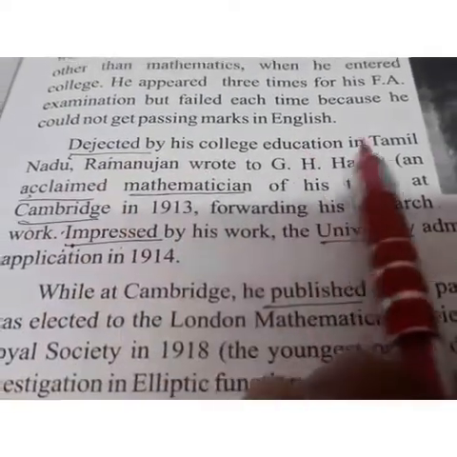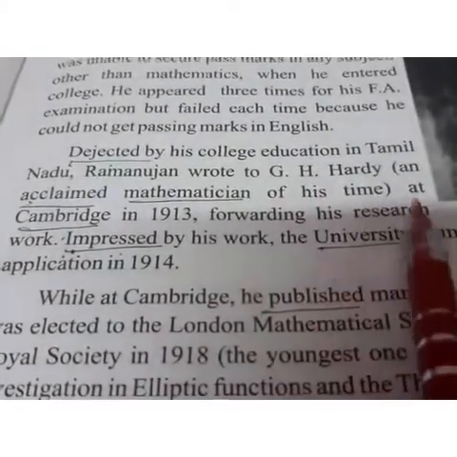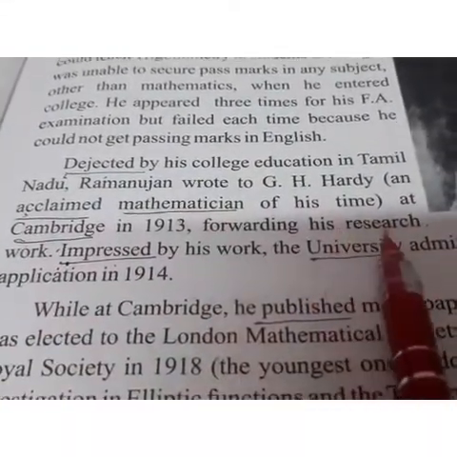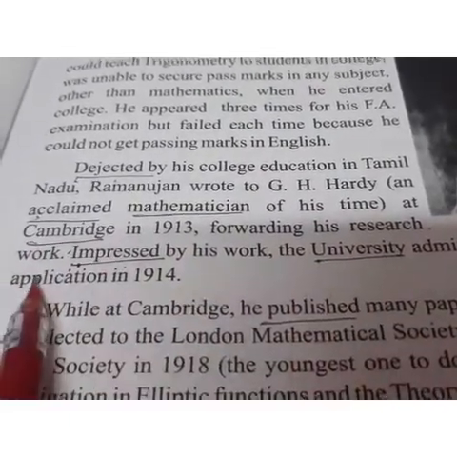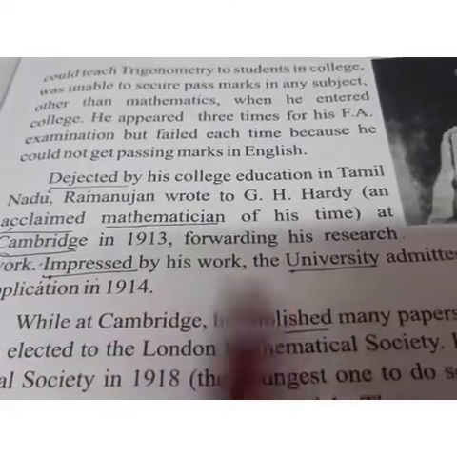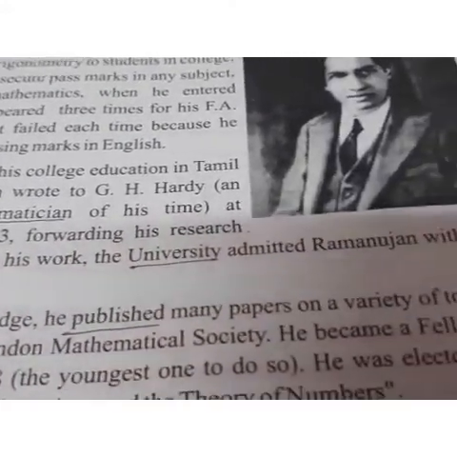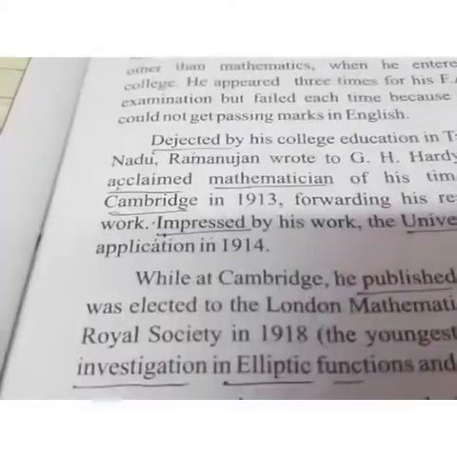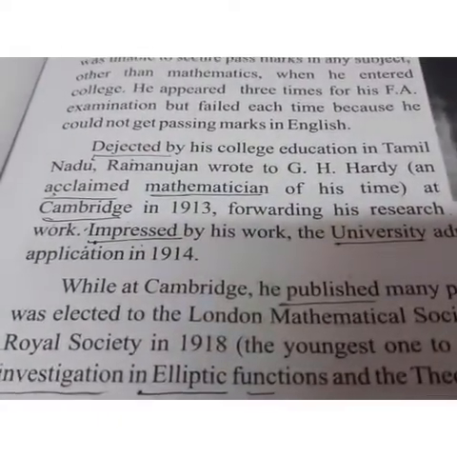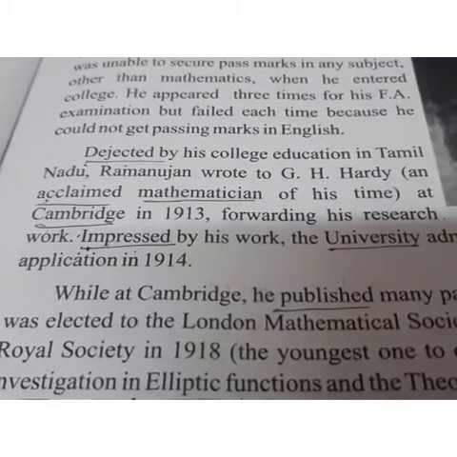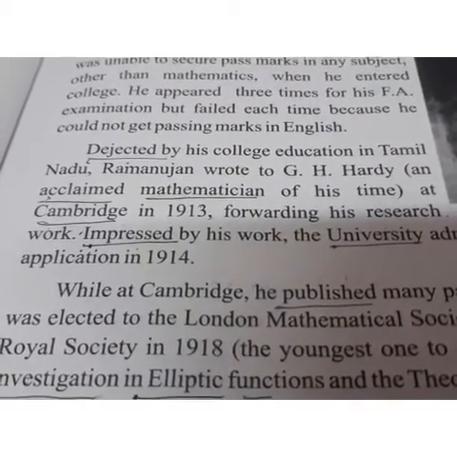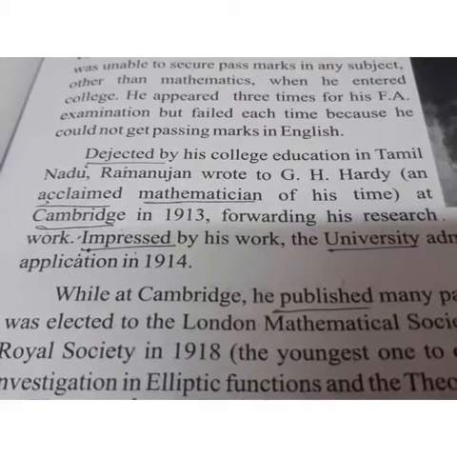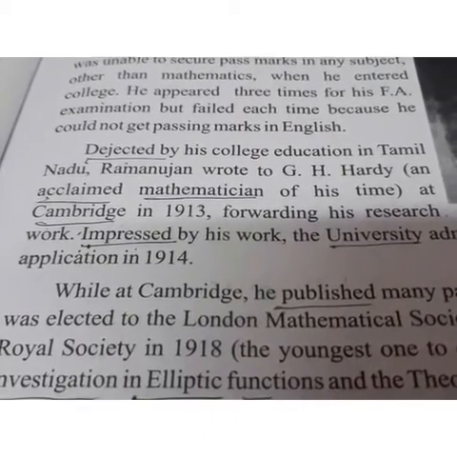Dejected by his college education in Tamil Nadu, Ramanujan wrote to G.H. Hardy, an acclaimed mathematician of his time at Cambridge, in 1913, forwarding his research work. Impressed by his work, the university admitted Ramanujan without an application in 1914. Now, he was very much depressed. निराश थे वो अपने result से because he could not pass his FA exams in the college as he could not get passing marks in English. So, he was very much dejected and depressed.